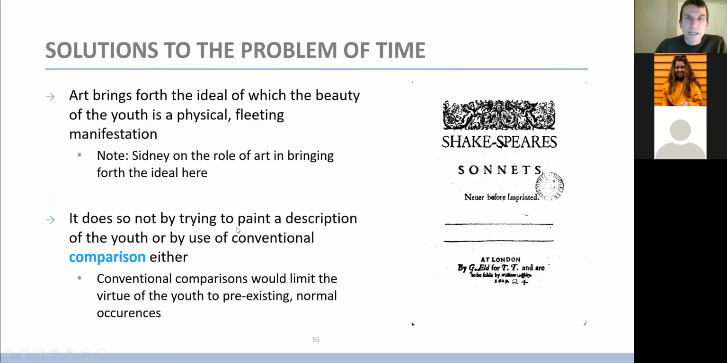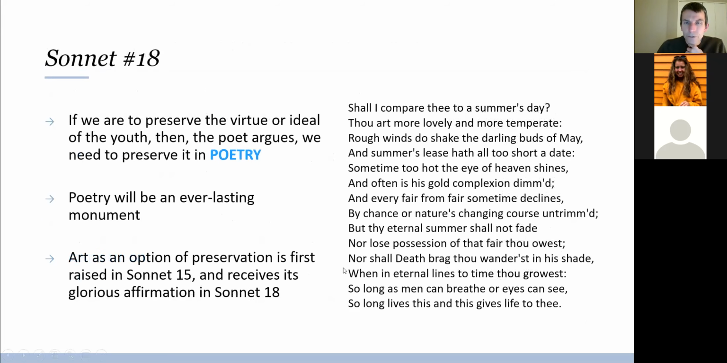So art brings forth the ideal of which the beauty of the youth is a physical fleeting manifestation. Here we don't really know anything about what the young man looks like, but the poet says here, and I won't read the whole sonnet, but the last few lines: nor shall death brag thou wanderest in his shade, when in eternal lines to time thou growest. So long as men can breathe or eyes can see, so long lives this, and this gives life to thee.